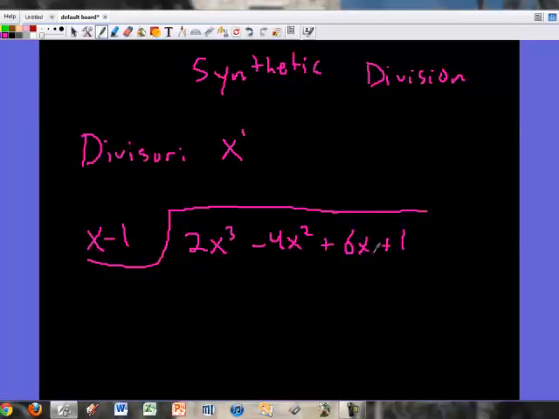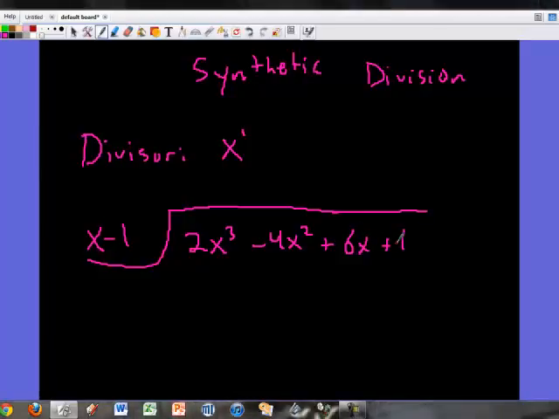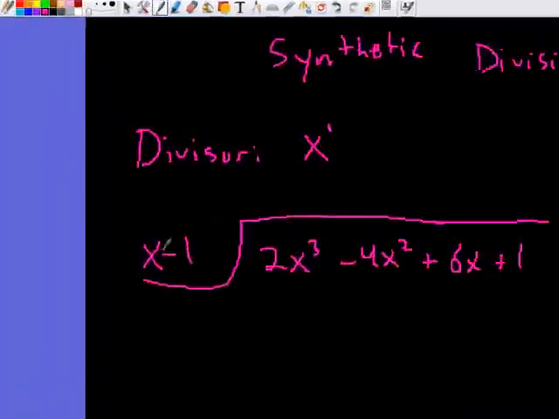So this is our problem. Simple problem we had last time. 2x cubed minus 4x squared plus 6x plus 1 divided by x minus 1. So check number 1, are all your powers on the inside? 3, 2, 1, and a number? Yes, we're good. Check number 2 for synthetic. On the outside, is the x to the first power? Yes. So I can use synthetic division.